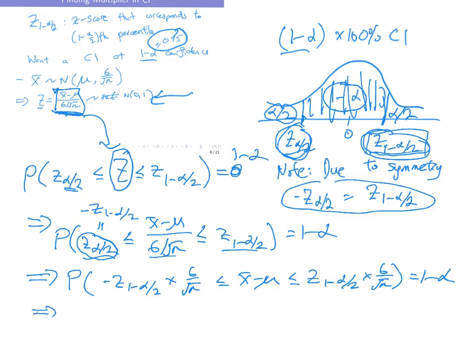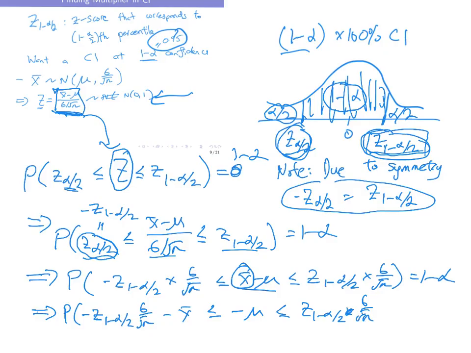The next thing I'm going to do is subtract the sample mean from every side. So the probability of negative z 1 minus alpha over 2 times sigma over square root of n minus x bar, less than or equal to negative mu, less than or equal to z 1 minus alpha over 2 times sigma over square root of n minus x bar, is equal to 1 minus alpha.